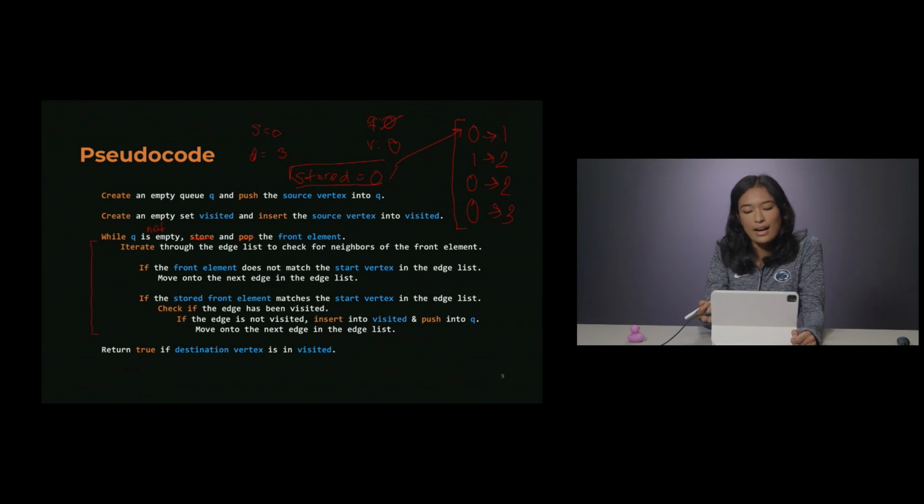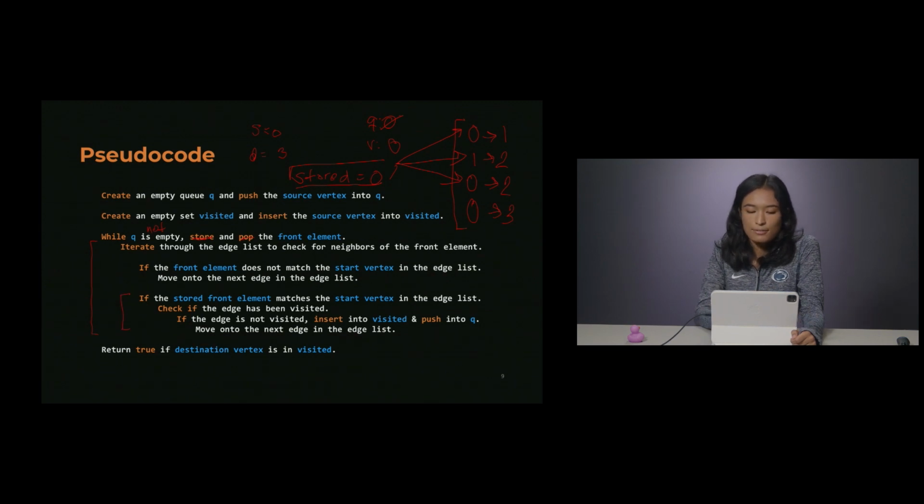If it doesn't, then I'm going to move on to the next edge in my edge list. I'm going to go over here, and if it doesn't match, I'm going to go over here and so on. But you can see that at the start of our edge list, 0 matches 0. So the start vertex of our edge in our edge list matches our source vertex, which is stored from the queue. So since it matches, we go to this next if statement.